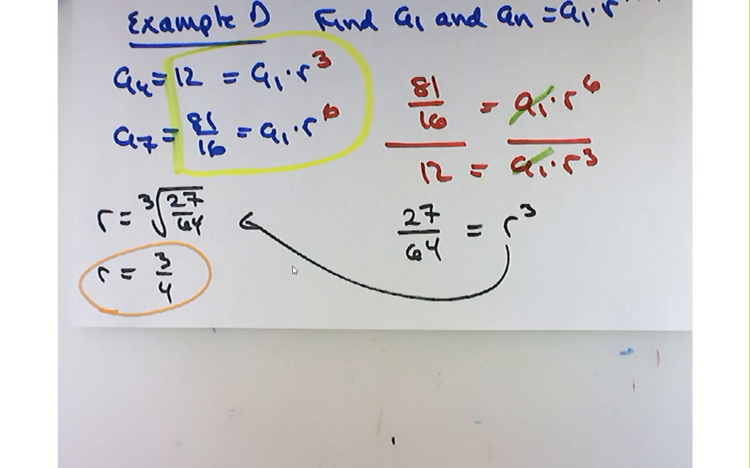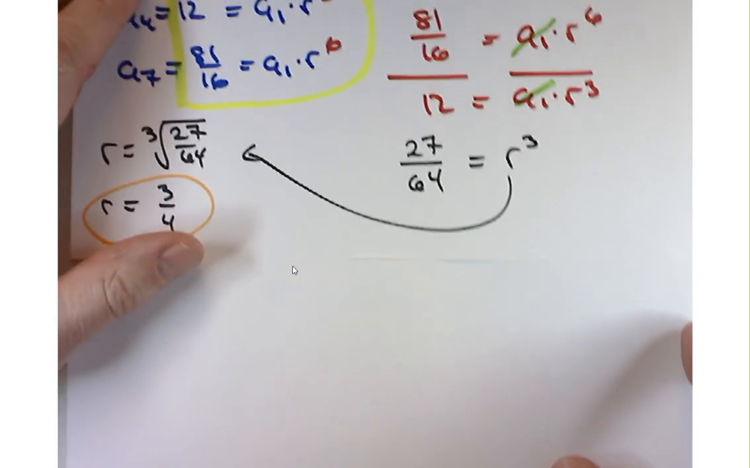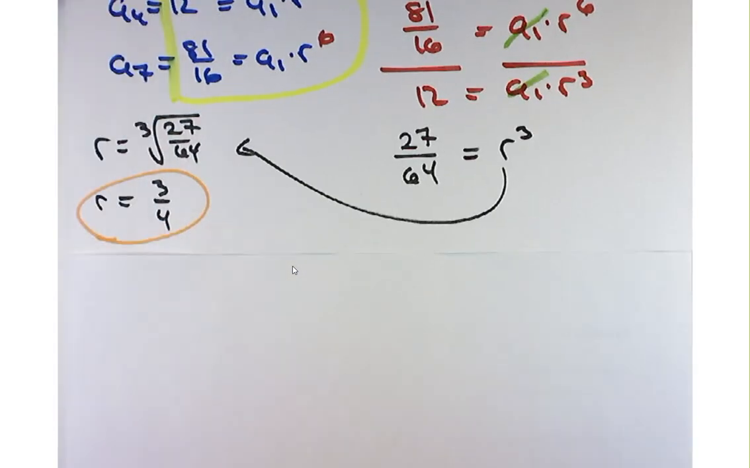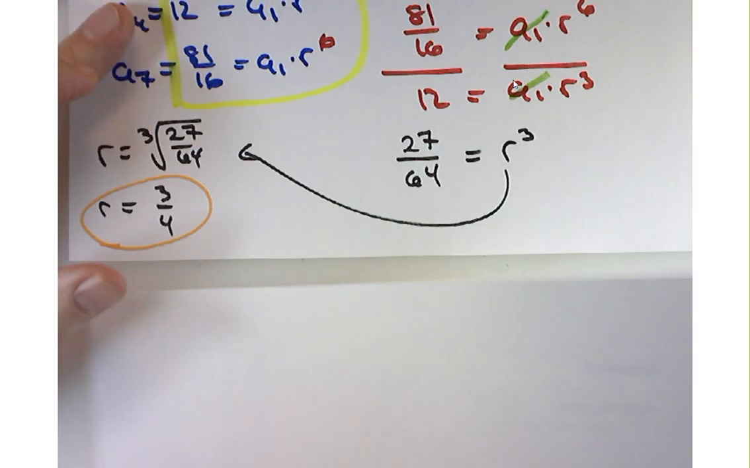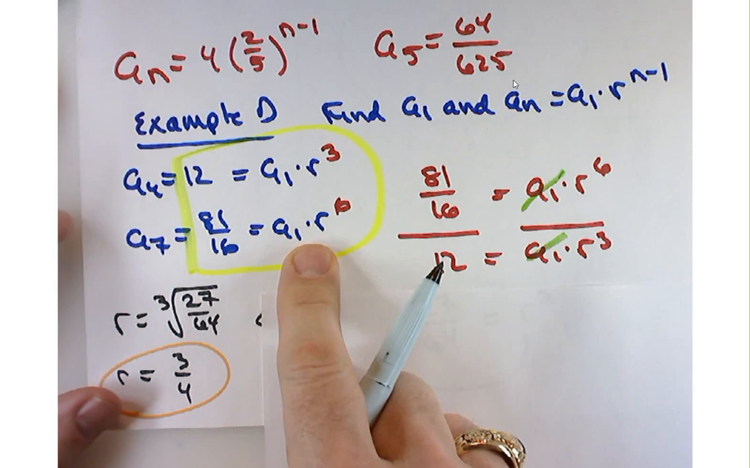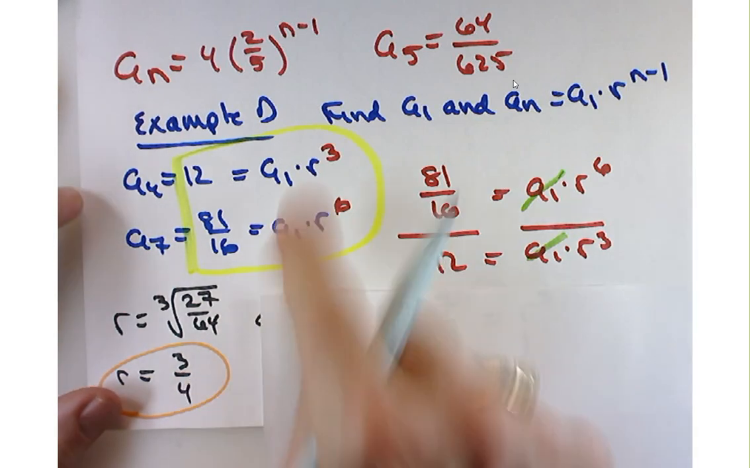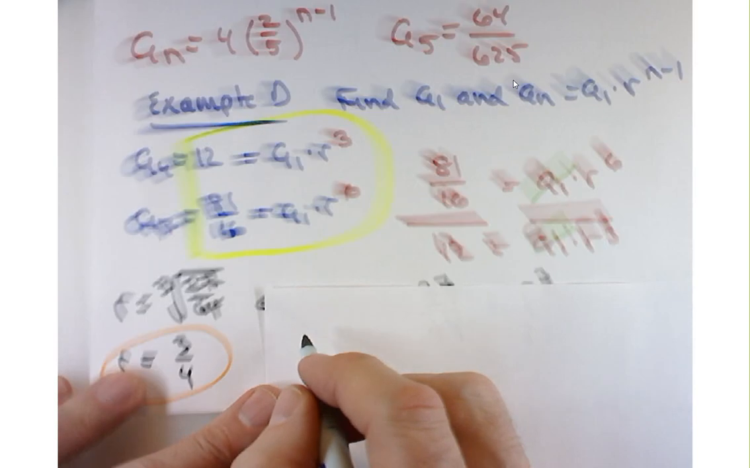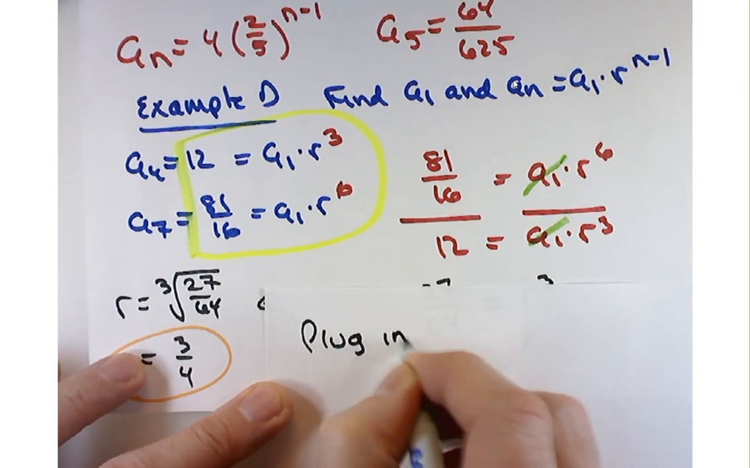So if r equals 3/4, does that help me out anywhere? To get closer to knowing what a sub 1 is. All right, that should help us get closer to knowing what a sub 1 is. I agree. So what can I do now that I know that r is 3/4? Yeah, I plug in r. Let's plug in r into the first equation, right?